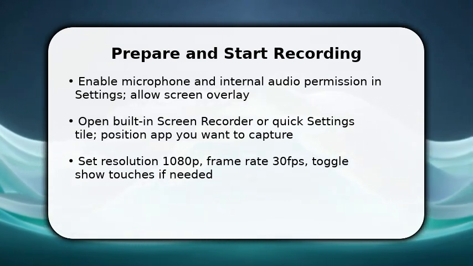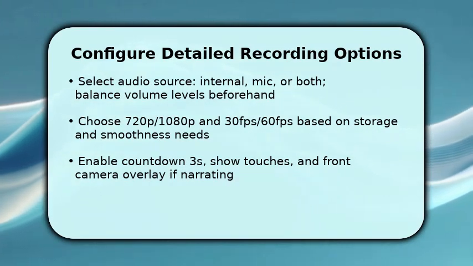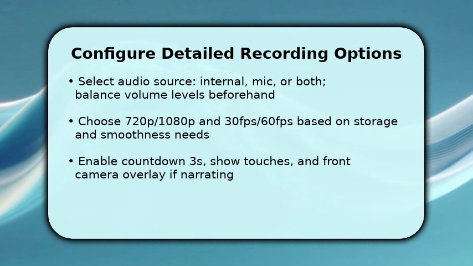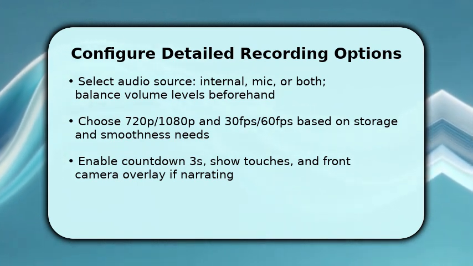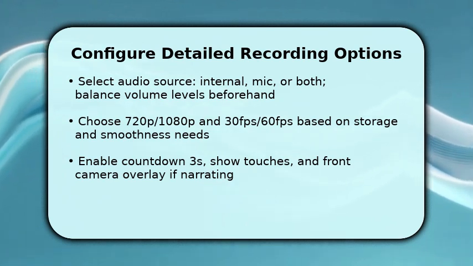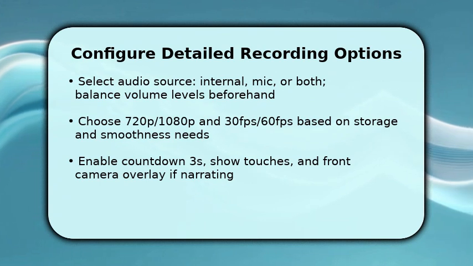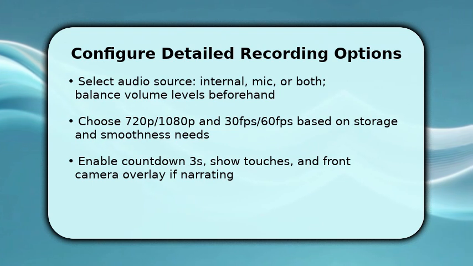You now configure the middle steps that determine quality and file size. Pick internal audio for app sound or microphone for voiceover. Selecting both combines narration and system audio for tutorials. Next, set resolution and frame rate. 1080p at 30 fps is a good balance, while 60 fps increases smoothness but uses more space.